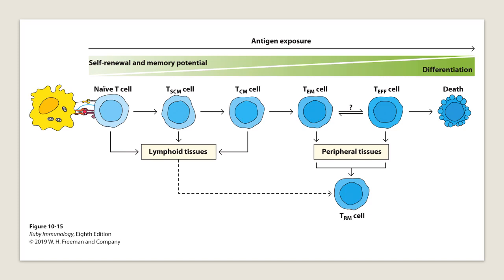When you said the lymphoid tissue, do you mean both the peripheral and the central? Central memory cells are central, and resident memory cells are out in the peripheral tissues. Yeah.